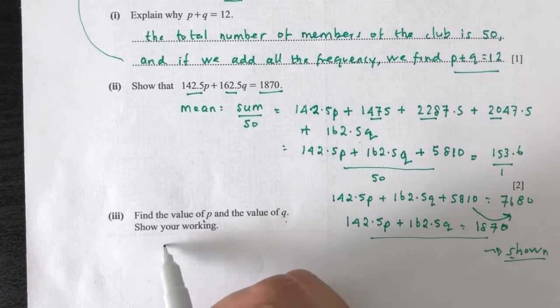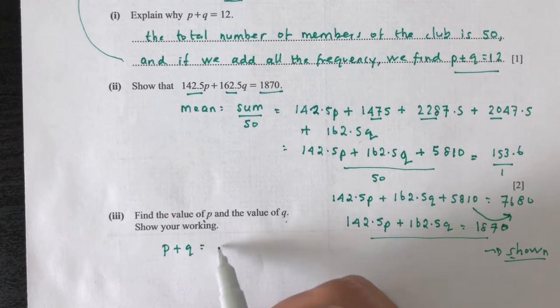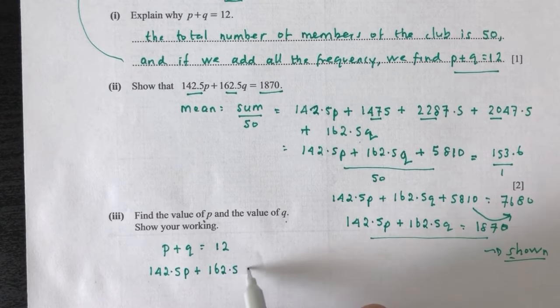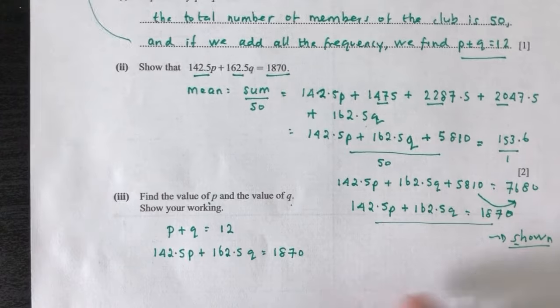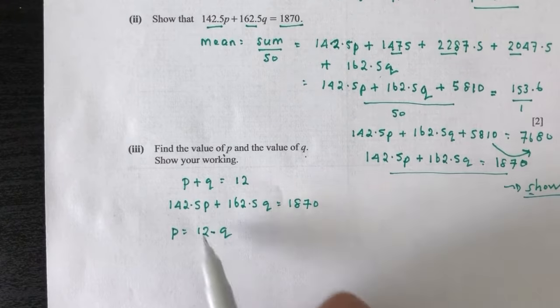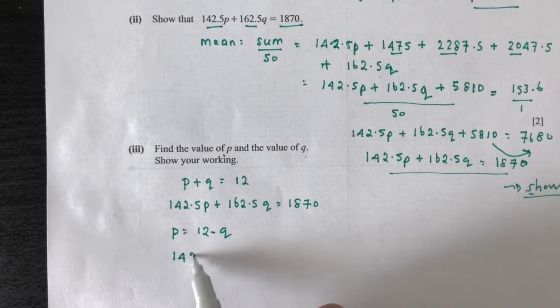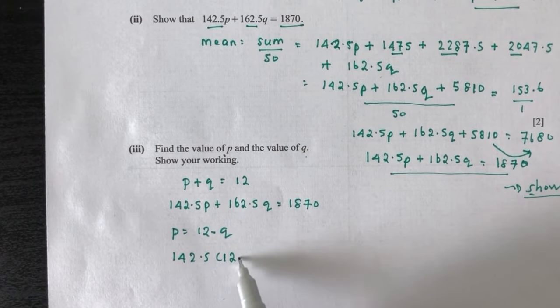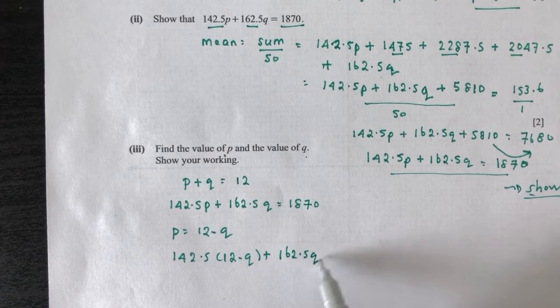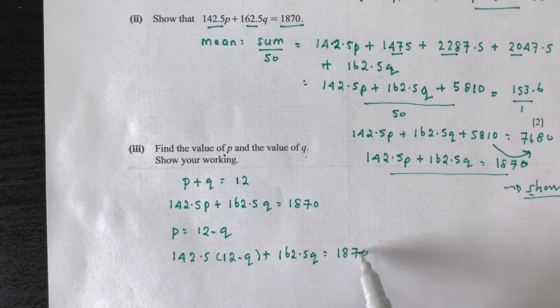So let's write this down again. P plus Q equals 12, and 142.5P plus 162.5Q equals 1870. It is a simultaneous equation. So first let's make P the subject of the formula. Here we have 12 minus Q. Now replace it back in this equation. So 142.5 times (12 minus Q) plus 162.5Q equals 1870.